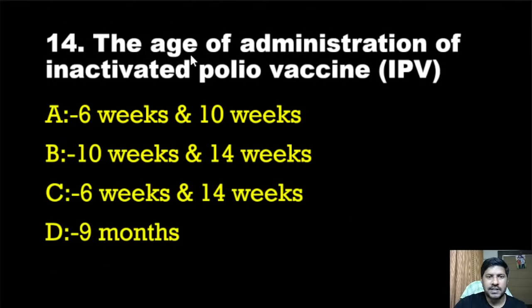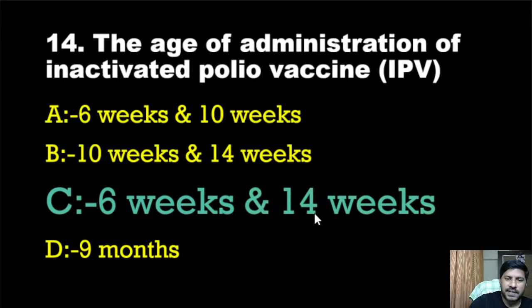Fourteenth question. The age of administration of inactivated polio vaccine, or IPV. 6 weeks and 10 weeks, 10 weeks and 14 weeks, 6 weeks and 14 weeks, 9 months. The inactivated polio vaccine is administered to which age group of children? Correct answer is option C, 6 weeks and 14 weeks. The inactivated polio vaccine is administered at 6 weeks and 14 weeks.